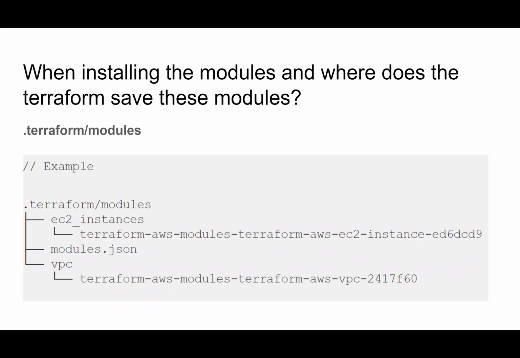When installing the modules, where does Terraform save these modules? Those are going to be placed in the .terraform/modules directory. So here's an example. We have the VPC module in here, and so that's stored in .terraform/modules. And you can also see we have EC2 instances as well.